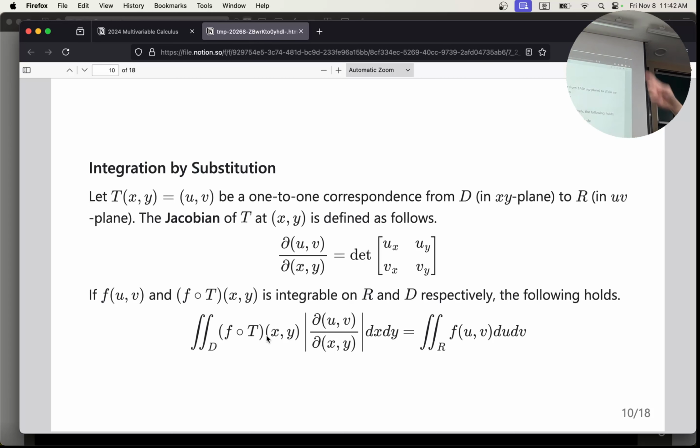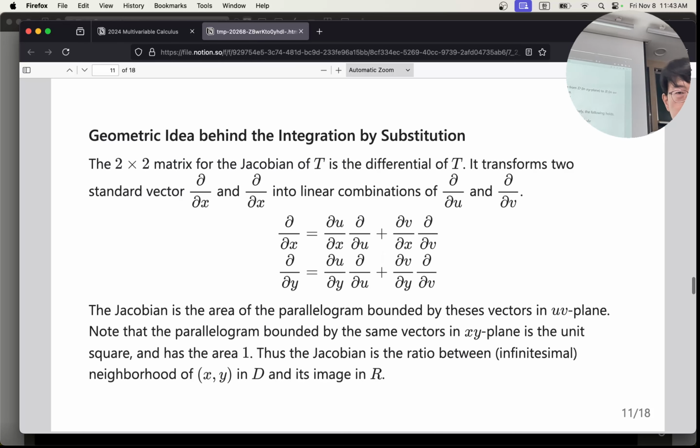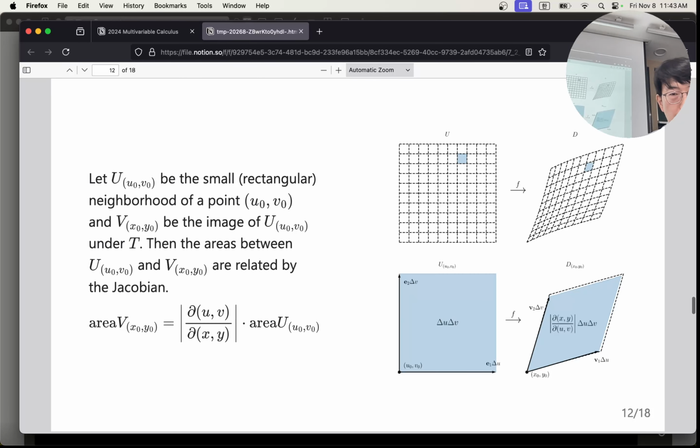Okay, so the reason why I like this notation for the Jacobian is that you can think of this as canceling out dx dy on the bottom and here. So you get the du dv in the right place. This way it's clear what kind of transformation you need to use to find the substitution. So let me give you an example here.